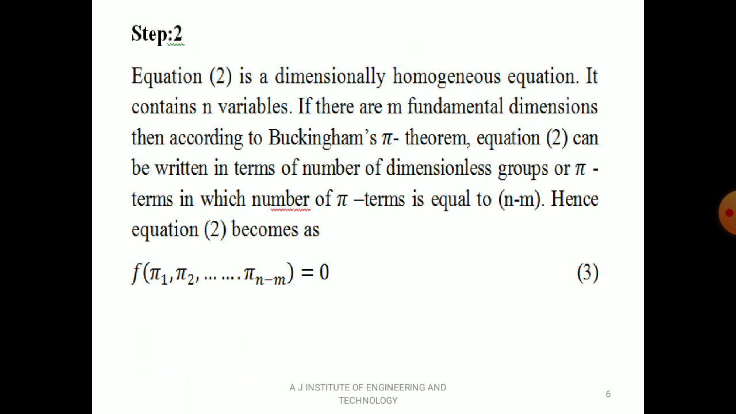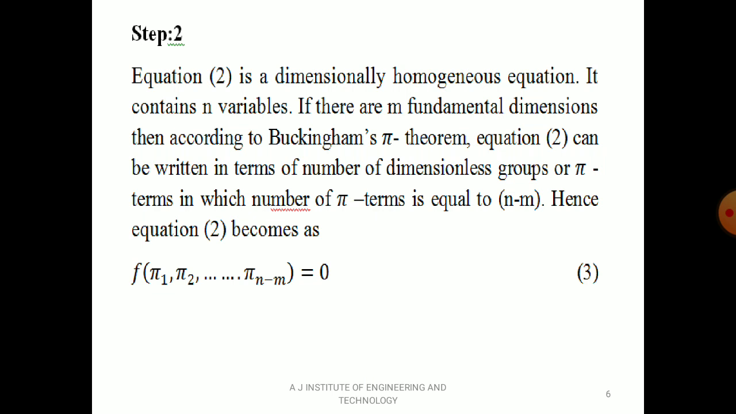Hope you know what a dimensionally homogeneous equation is, and it contains n variables. That includes both dependent as well as independent variables. And if it has m fundamental dimensions, then according to Buckingham's Pi theorem, it can be grouped into n minus m dimensionless terms. A dimensionless term is called a pi term.